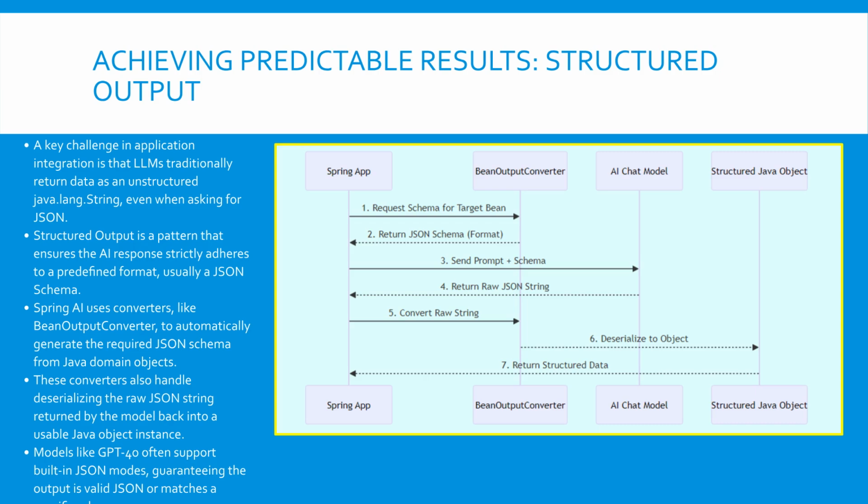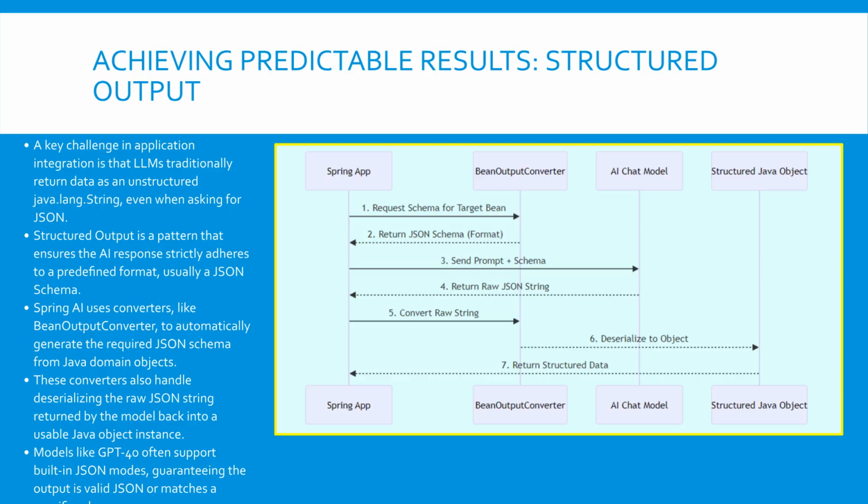Since an LLM's response is fundamentally a text string, even if you ask for JSON, the response might contain extra words or formatting issues that break your application's ability to read the data. Structured output solves this problem by enforcing a strict output format. Spring AI provides powerful utilities to implement this pattern.